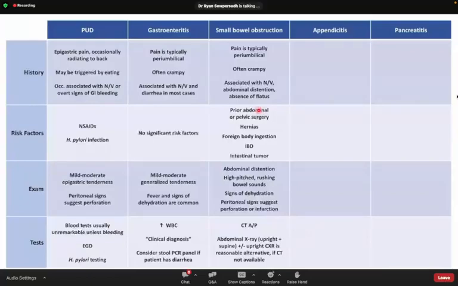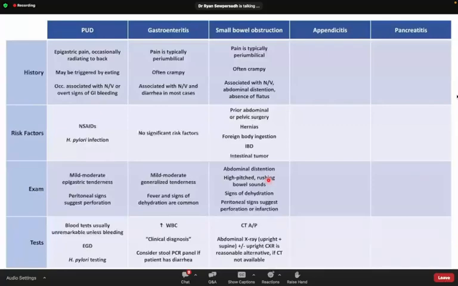Risk factors for a small bowel obstruction include prior abdominal or pelvic surgery, hernias, foreign body ingestion, inflammatory bowel disease, and an intestinal tumor. The exam usually shows abdominal distension. There may be very high pitched, this is what they call high pitched tinkling bowel sounds. There may also be signs of dehydration, and peritoneal signs suggest perforation or infarction.